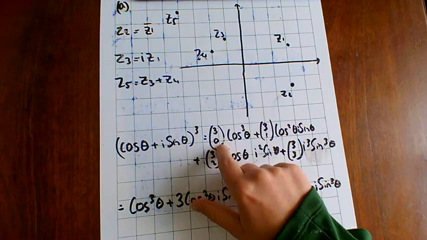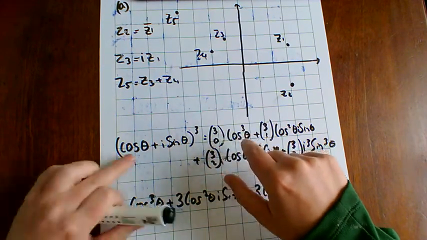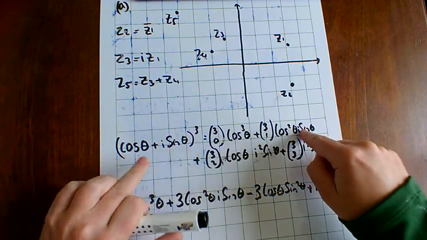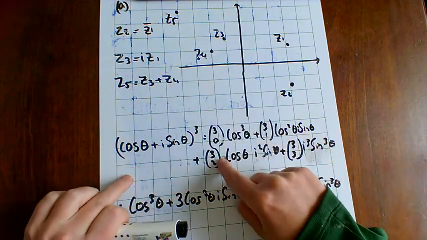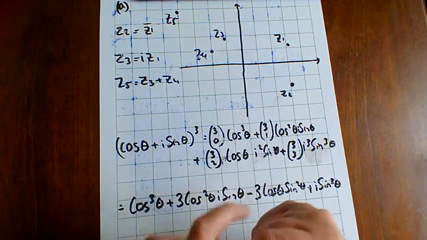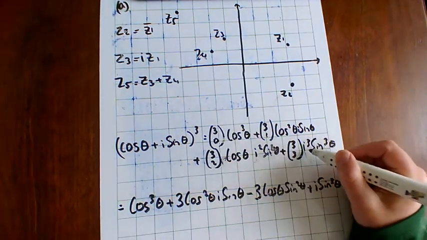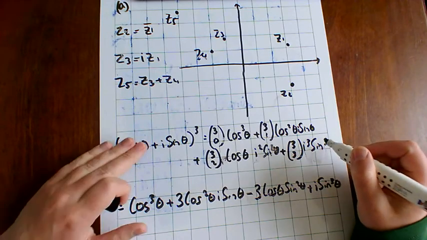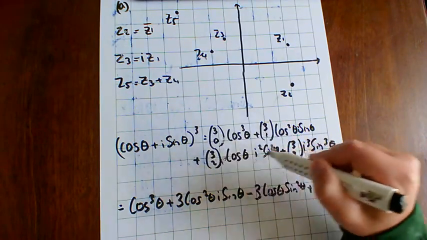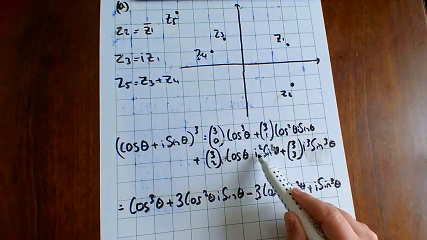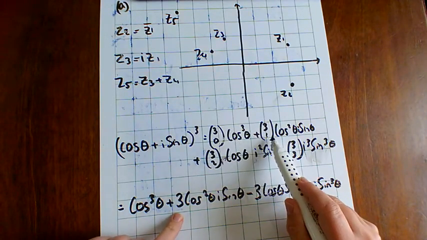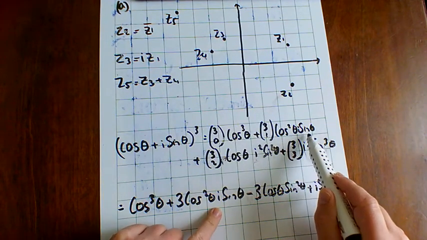That means 3C0 times this one cubed, plus 3C1 times this one squared times this one, plus 3C2 times this one, where i squared sine squared theta becomes a square here, and then 3C3 i cubed sine cubed theta. Then that becomes 3, that becomes 1, that becomes 3, that becomes 3, that becomes 1, and your i squareds change to minus 1. So when you simplify this, this becomes cos cubed theta, plus 3 cos squared theta times i sine theta.